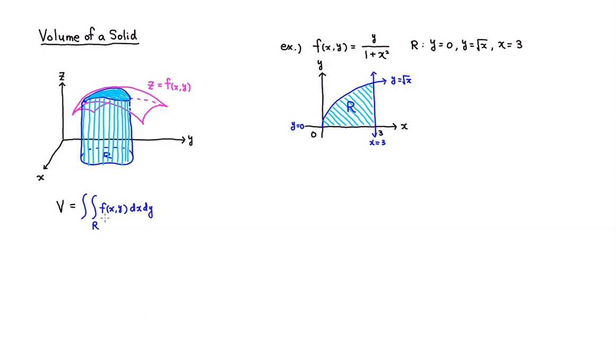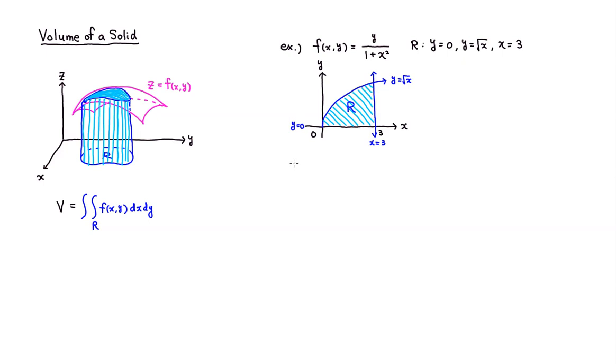Depending on the situation, you can do either one first. You can do the integral with respect to y first if that's more appropriate. Let's look at a simple example here. f of x comma y is given to be y over 1 plus x squared. The region R is bounded by y equals 0, which is the x-axis, and the curve y equals square root of x, which is drawn here, and x equals 3, a vertical line.